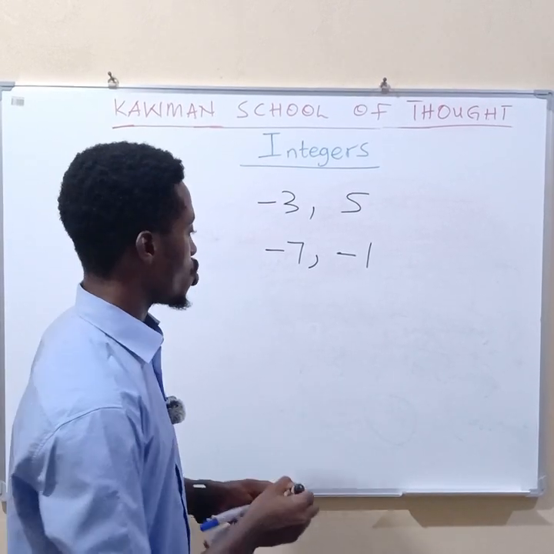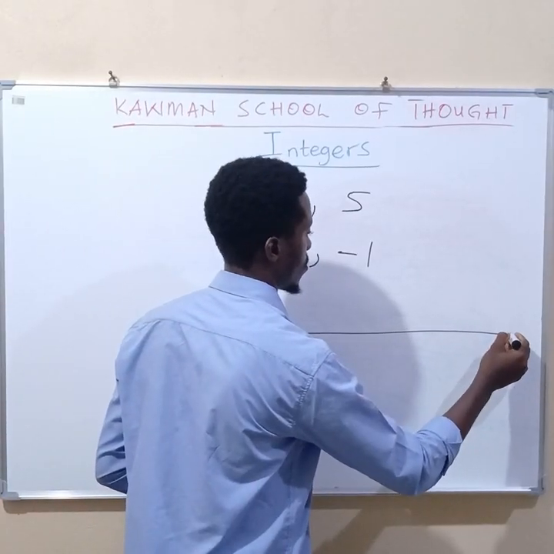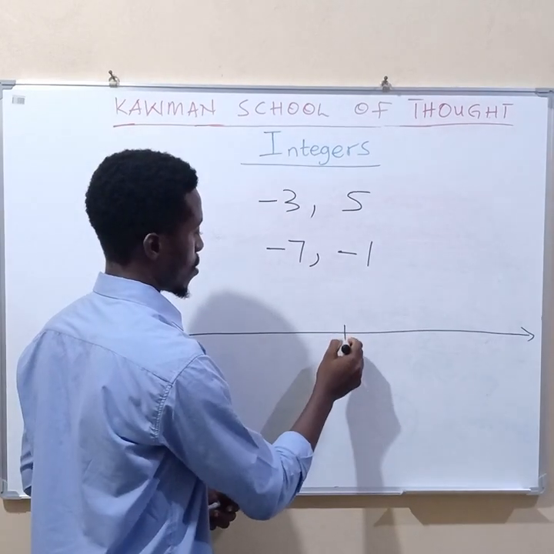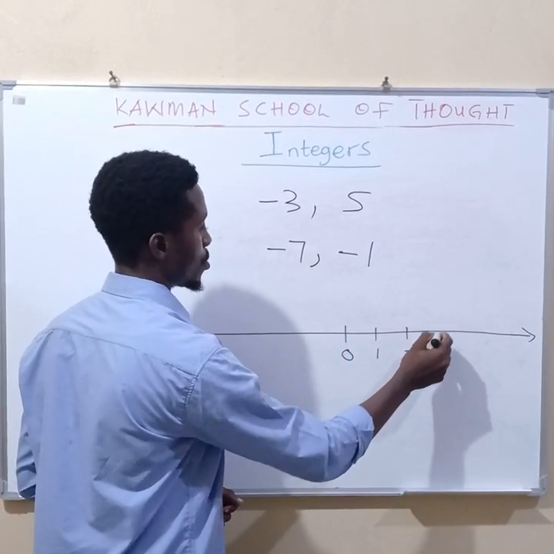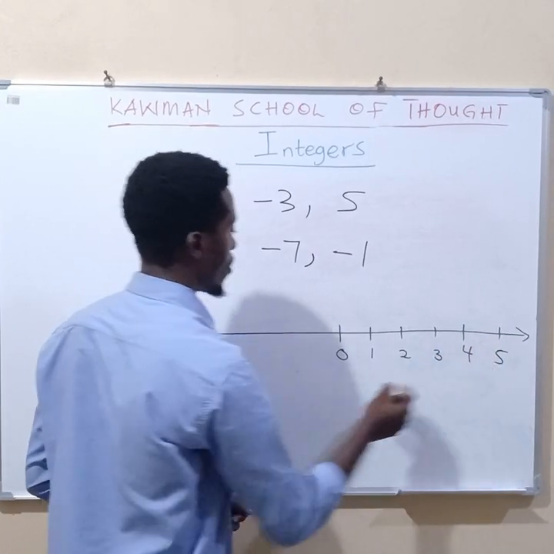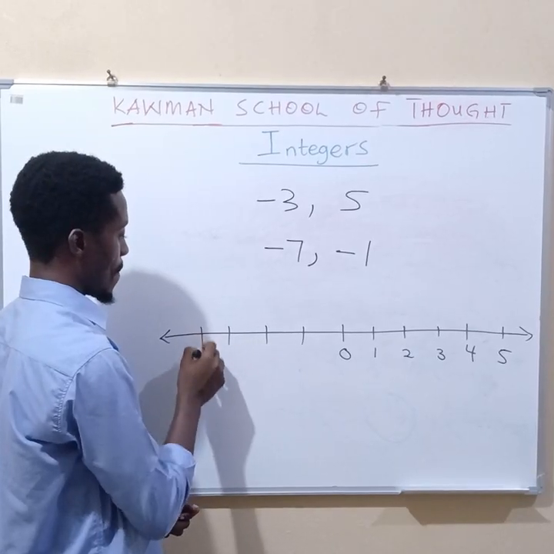Let's go back to our number line system. Zero, 1, 2, 3, 4, 5, and then we have these numbers as well.